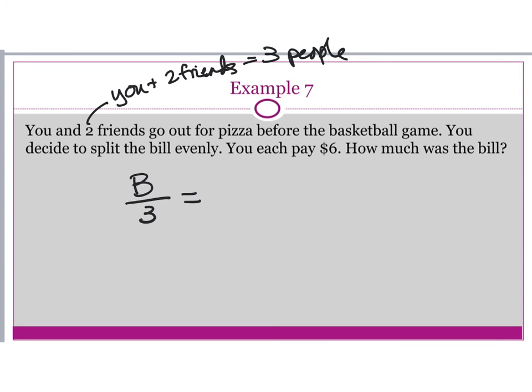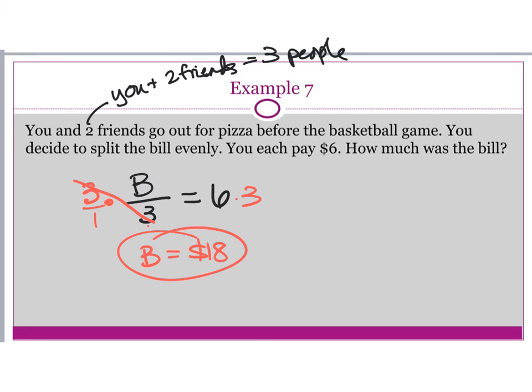And we know that you each paid $6. So in this case, we need to find out what the total bill was. And so I have B divided by 3. To undo my division, I have to multiply. And I'm going to multiply by whatever's in my denominator, or in this case, that's 3. So if I multiply both sides by 3, I'm left with B equals $18. So that original bill was $18.